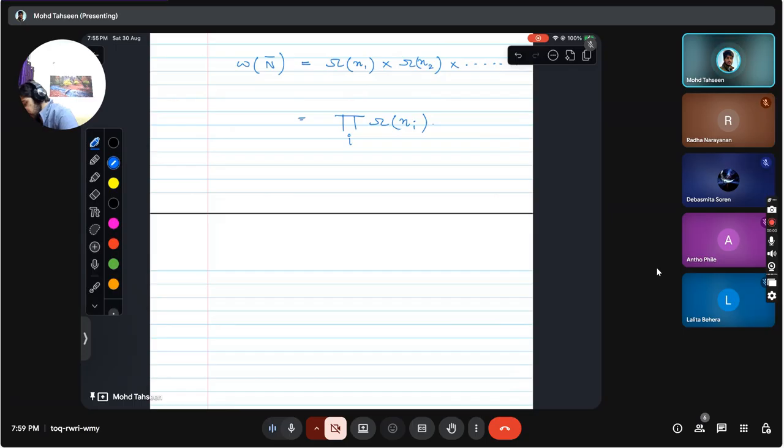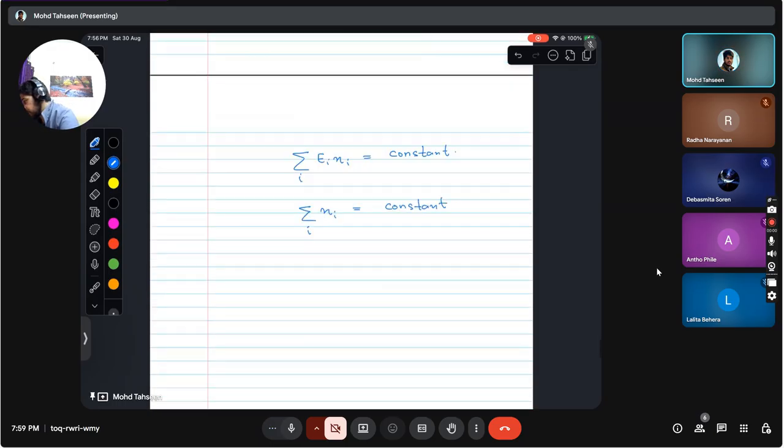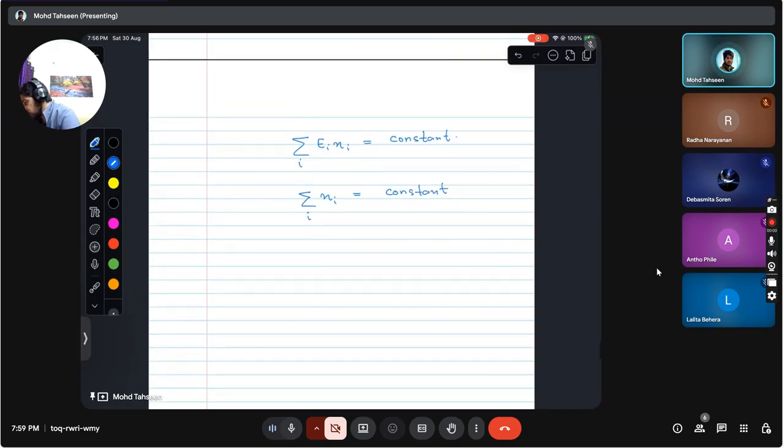Now the constraints on the system are that the summation of Ei Ni is constant, as we discussed, the total energy of the system is constant. At each energy level, if there are Ni number of particles and the energy is Ei, then the total energy is summation of Ei Ni. And the other thing, we assume the total number of particles is constant. So if we sum the number of particles at each energy state, that will give us the total number of particles.